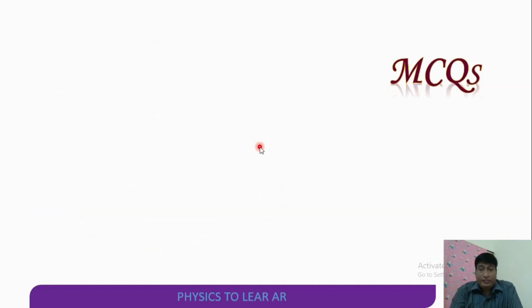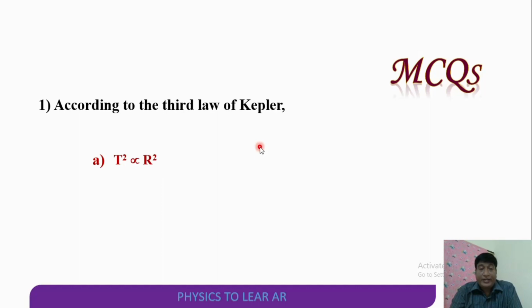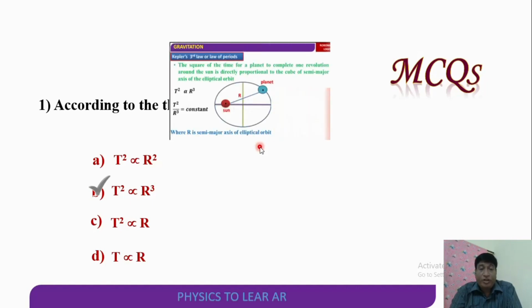Regarding the third law, here is an MCQ. According to Kepler's third law: T square is directly proportional to r square, T square is directly proportional to r cube, T square is directly proportional to r, or T is directly proportional to r. Please stop the video, write the answer and comment below. Our answer is T square is directly proportional to r to the power of 3, as we said from the definition.